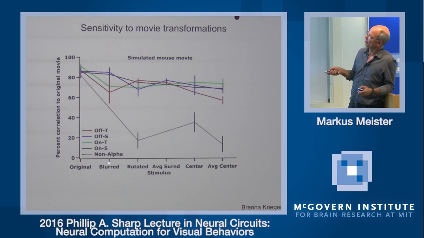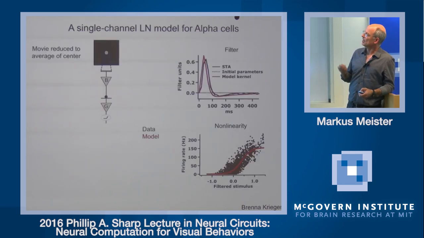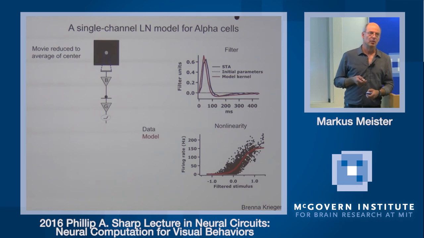And if you then modify the movie by blurring it, rotating, averaging the surround, leaving the surround out, and averaging the center, you find that the correlation hardly changes at all. You always have something like 70 or 80% correlation with the original. So all these modifications leave the response of the retinal ganglion cell unaltered. And that obviously serves now to inform a mathematical model by which we'll try to explain the response.